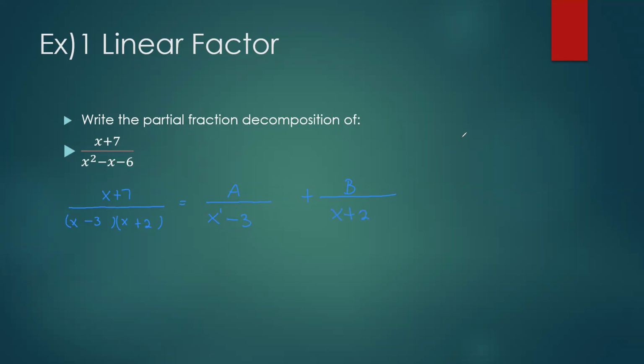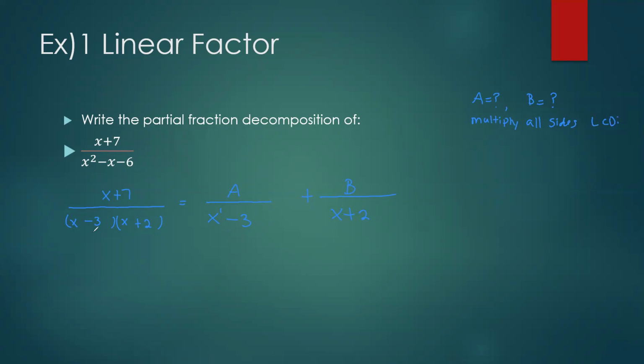Okay, so our goal in this partial fraction decomposition is to figure out what the a value is and what the b value is. So how am I going to do that? The first thing I'm going to do is get rid of the fraction by multiplying all sides by the LCD. So let's look at our bottom.